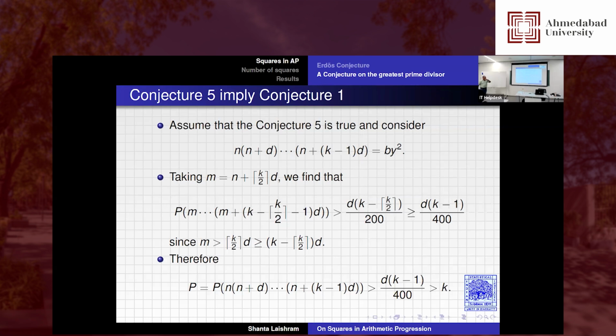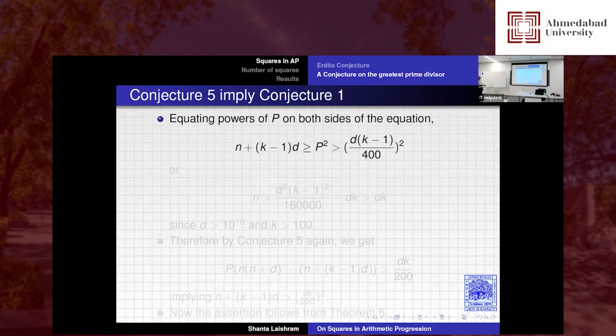Now, I can assume that k is bigger than 100 because this equation has no solution when k is less than or equal to 100. So since k is bigger than or equal to 100, this number is definitely bigger than k. So the largest prime factor of this number is bigger than k.